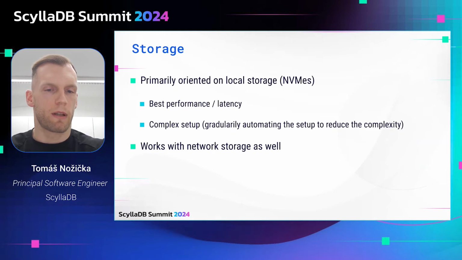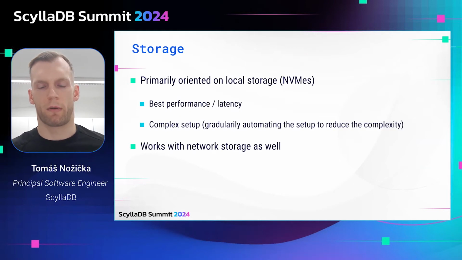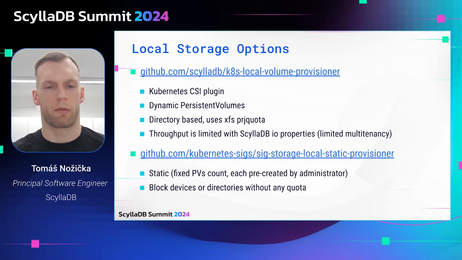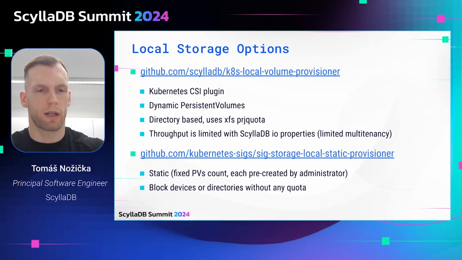You can set it up with network storage as well, say the one that you get from your cloud provider, but obviously it's going to have worse latency and worse performance, but it's a supported setup. So for the local storage, you essentially get two supported options with the ScyllaDB Operator. One of them is our own local volume provisioner, which is a dynamic Kubernetes CSI plugin. It can create the persistent volumes dynamically, so you don't have to pre-create them. It's directory-based and uses XFS project quota to limit the storage for that persistent volume.